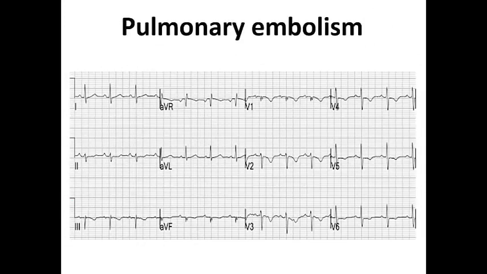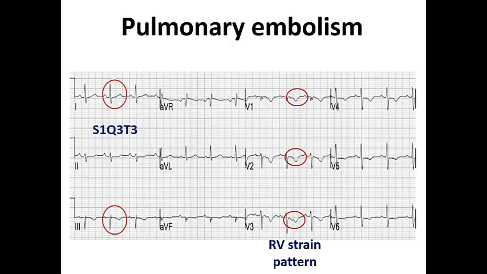So for example, here in this patient with pulmonary embolism, he is having strain pattern in the right precordial leads, and also he's having the famous ECG sign of S1Q3T3, as he is having S wave in lead 1, Q wave in lead 3, together with T wave inversion in lead 3. So pulmonary embolism is one of the famous causes of T wave inversion. That's why we need to focus on the clinical presentation of the patient before assuming it is myocardial ischemia.